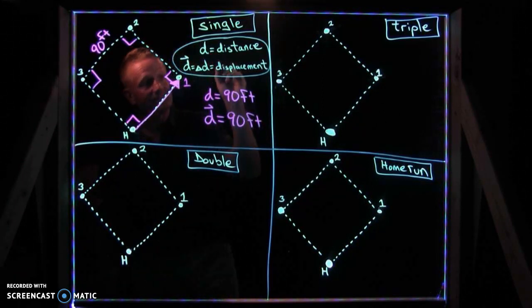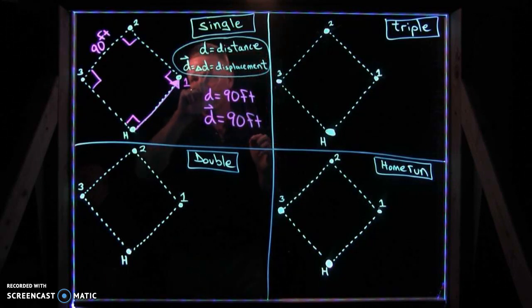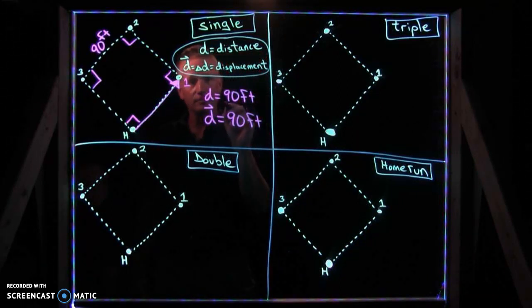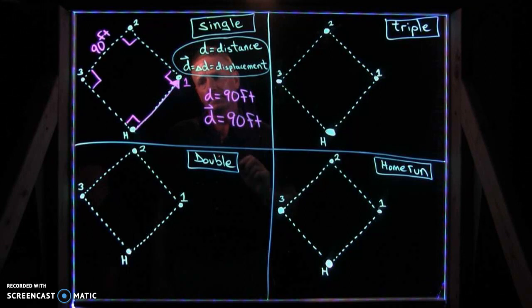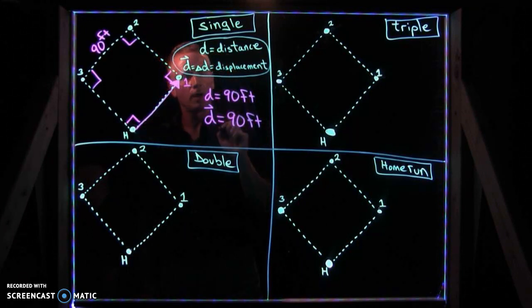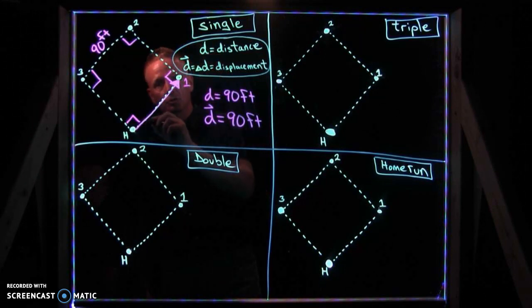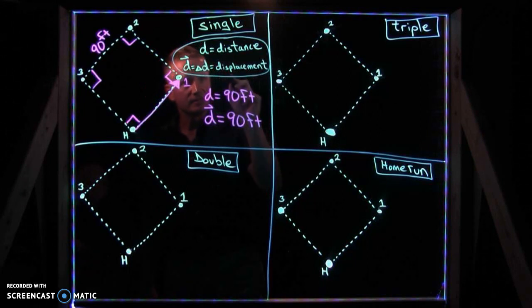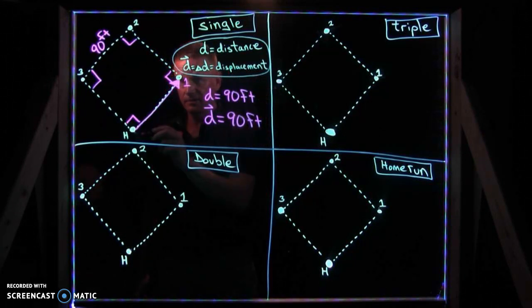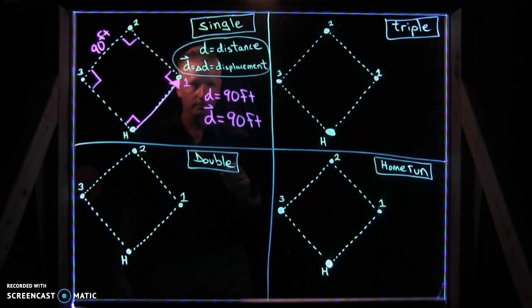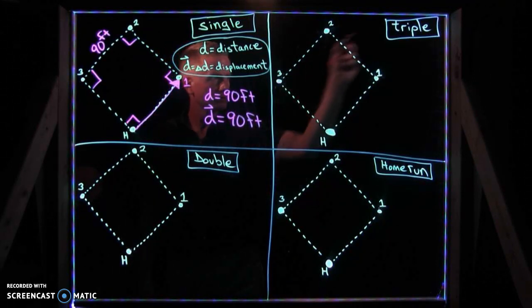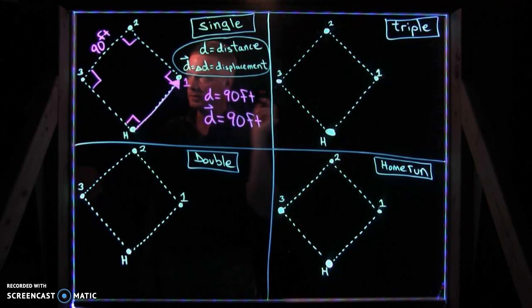The difference between distance and displacement: distance is a scalar quantity. It's just a number that has magnitude only. Displacement is a vector quantity, which includes the distance you traveled in the direction you travel. So you draw this symbol with an arrow denoting the direction. Often distance and displacement are the same. They're both 90 feet in this case because you didn't have any change in direction. You traveled 90 feet distance and you ended 90 feet away from where you started. But that's not the case if you hit a double or a triple or a home run. It's a little different. So let's examine those cases.